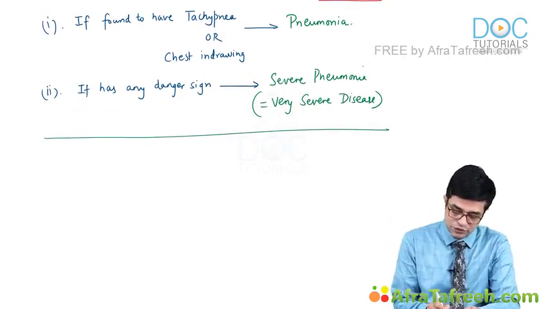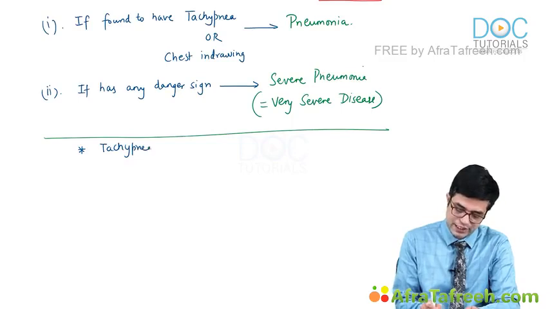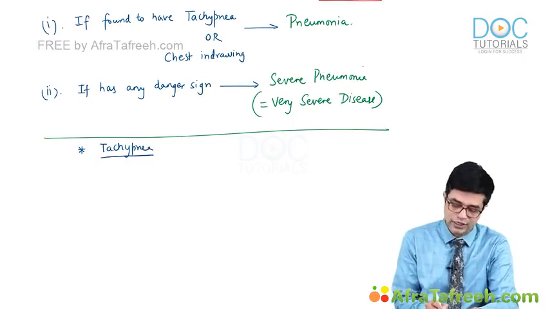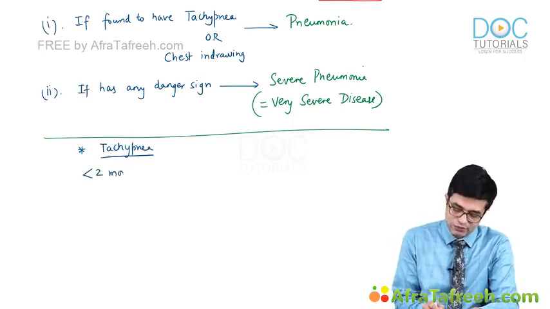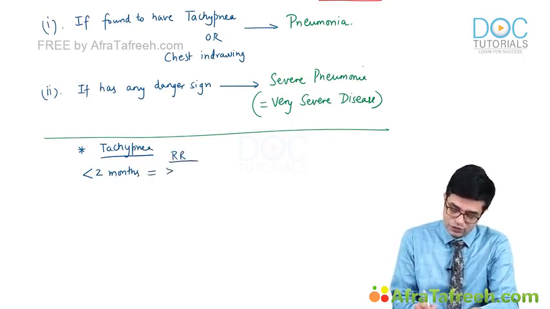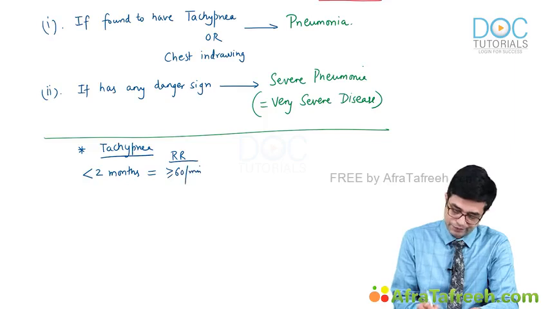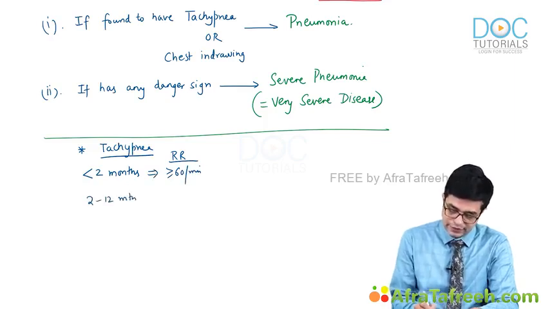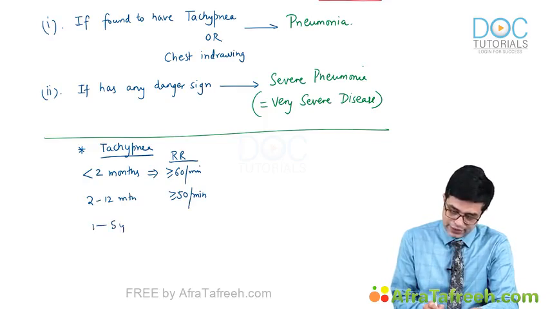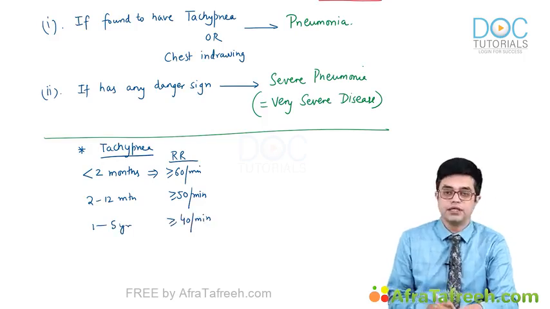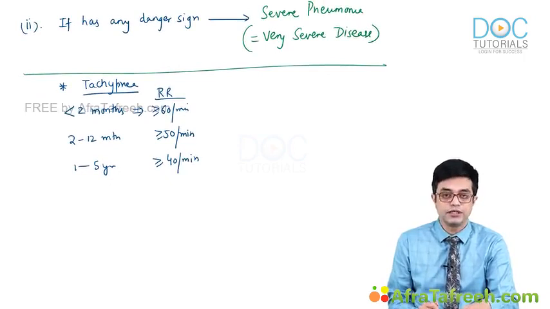First of all, how do you define tachypnea? The definition of tachypnea is important. It has been asked as a standalone question in NEET PG also. If the age of the child is less than 2 months, tachypnea is defined as a respiratory rate equal to or more than 60 per minute. For 2 to 12 months, it is equal to or more than 50 per minute. And for 1 to 5 years, tachypnea is defined as a respiratory rate equal to or more than 40 per minute. This is how you define tachypnea in the child.